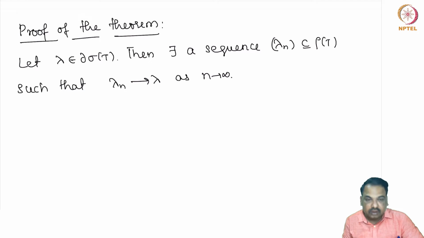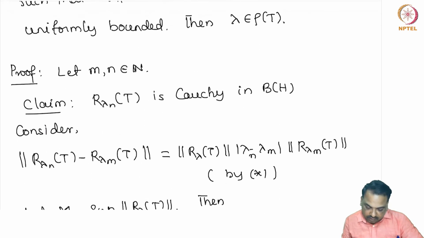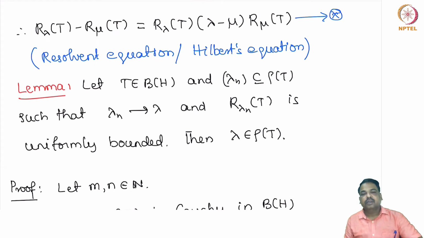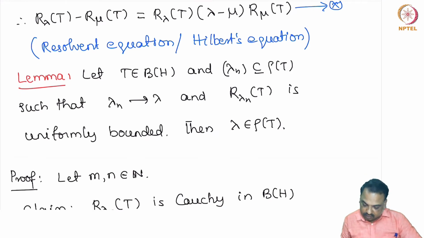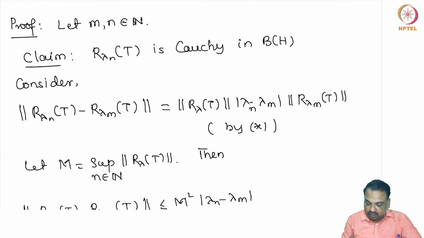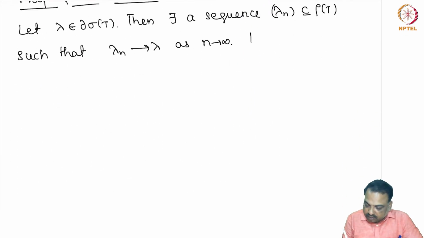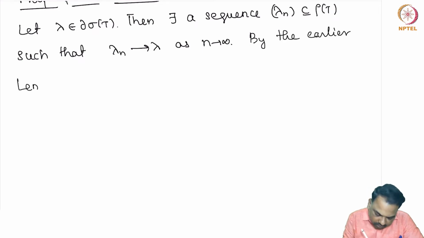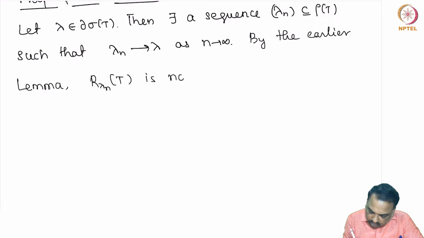Now by the lemma, since lambda is in the spectrum, we can apply this lemma. So we have a sequence lambda n from the resolvent such that lambda n converges to lambda. If R lambda n T is uniformly bounded, we conclude that lambda is in the resolvent of T. But we know that lambda is outside the resolvent of T, so we can conclude from the earlier lemma that R lambda n T is not bounded.